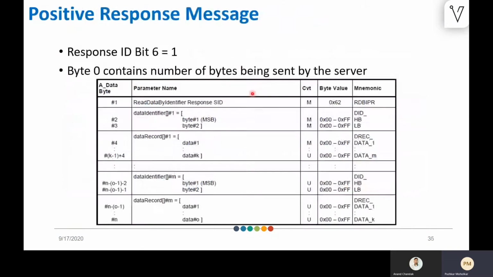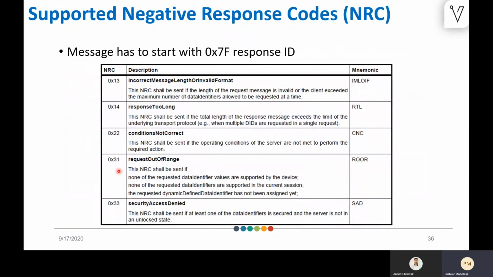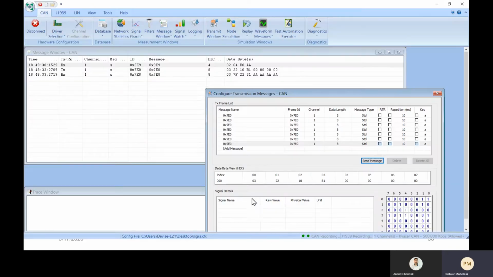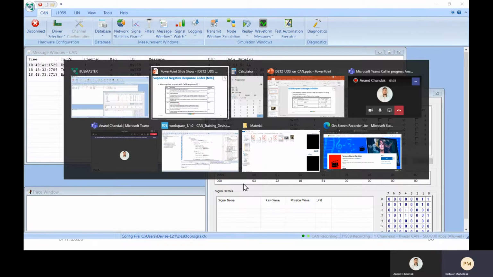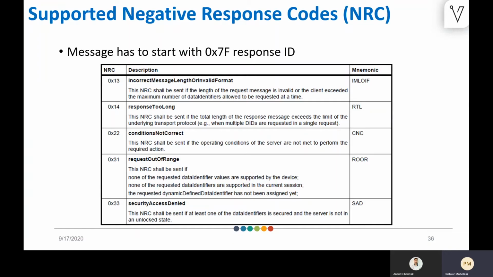These are some negative response codes. As you can see, the 0x31 response code for the read data identifier service means that the request is out of range. This type of response code is sent if none of the requested data identifier values are supported by the device, right? As the requested data identifier was not supported by the ECU, we have received this response. So that was it for the read data by identifier service.